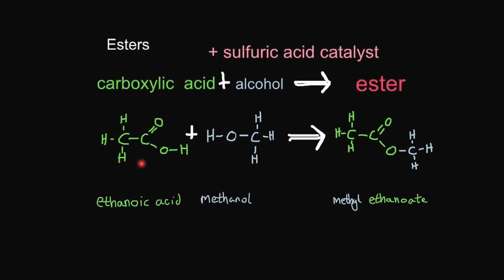This one is ethanoic acid. Eth tells you there's 2 carbons. Oic acid tells you it's got a double bond oxygen to one of the carbons along with an OH group.